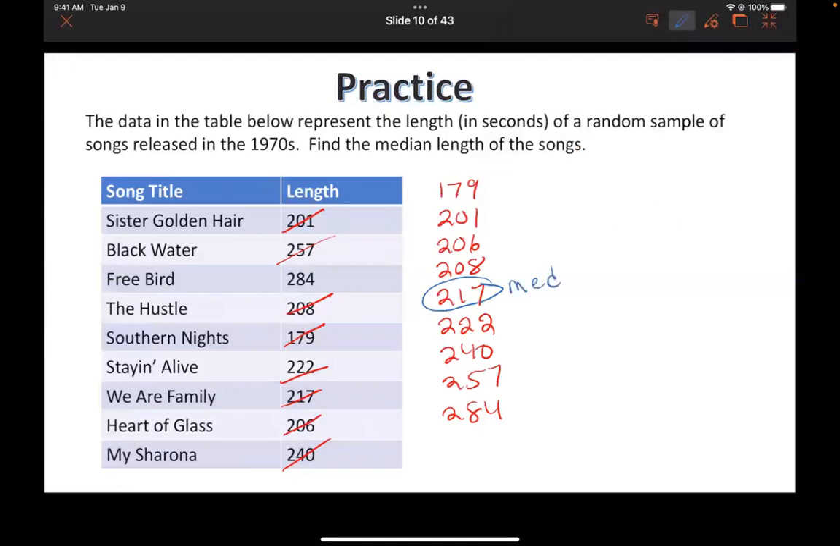There's no symbol for median, and it kind of makes me sad. A lot of times we just do MED. I wish that somebody would come up with a symbol, somebody who's not me. I can tell you, I have a group of Algebra 2 kids that would definitely come up with a symbol. They always want to come up with nicknames for things, like always.